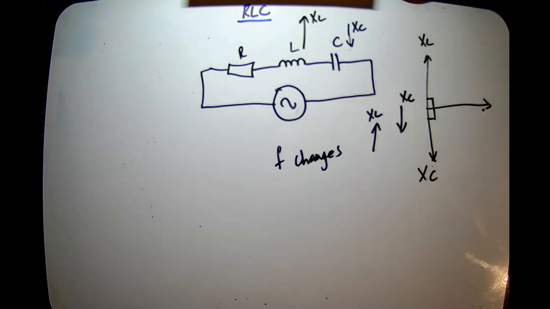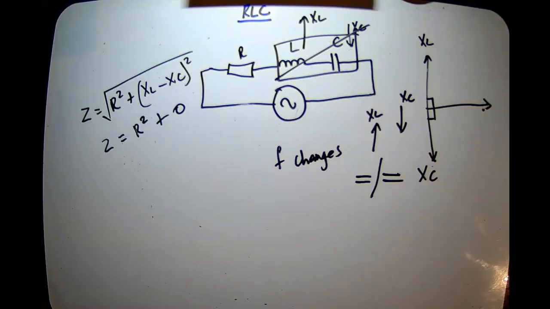If the frequency changes, starting at a very low frequency, XL will continue to rise while XC comes down. It will get to a point where XL is equal to XC. This means the overall effect of L and C will cancel, and this is when the circuit is at resonance. The formula for impedance is the square root of R squared plus the difference of the reactances squared, Pythagoras theorem. If XL and XC are the same value, the difference gives us 0. This means that Z is equal to R at resonance.